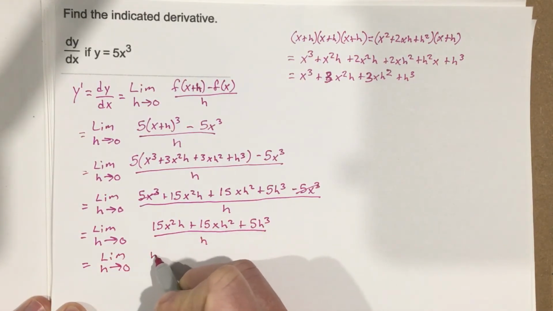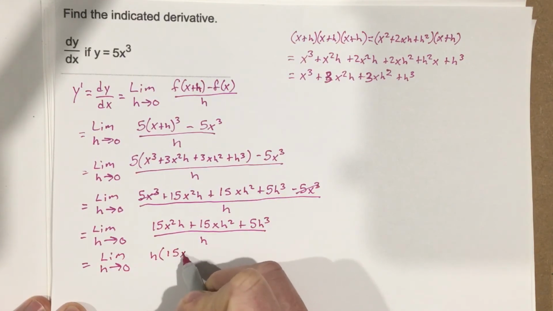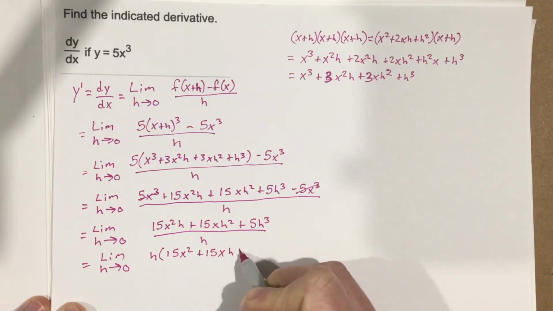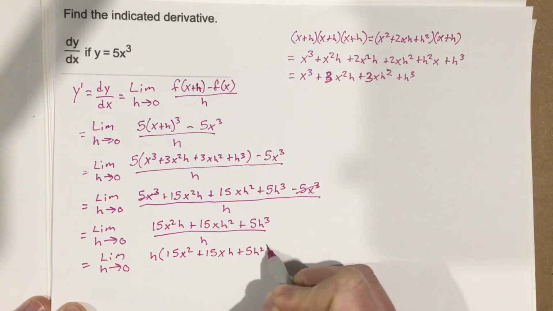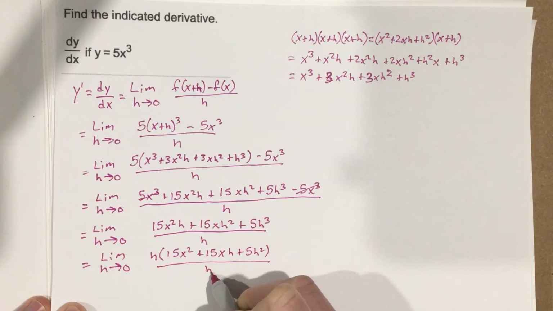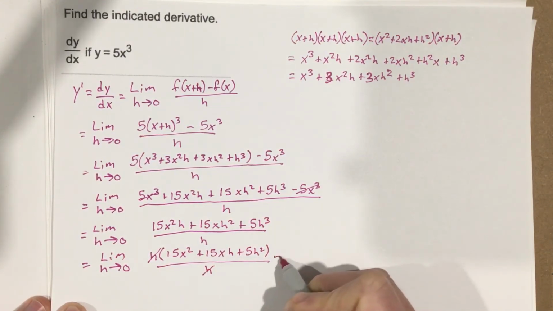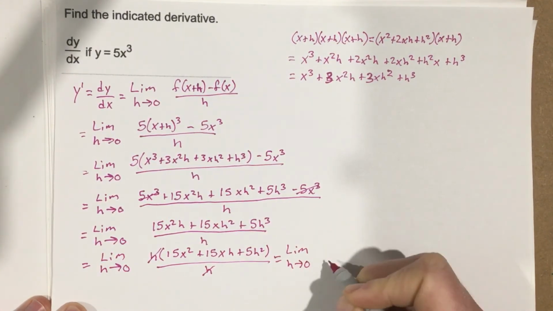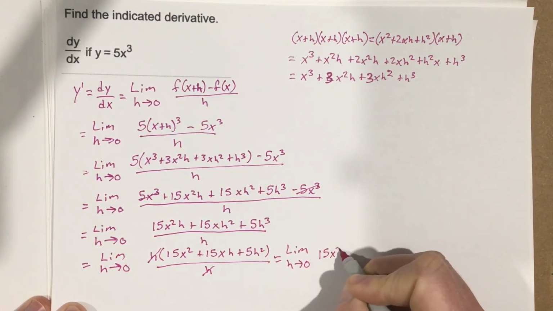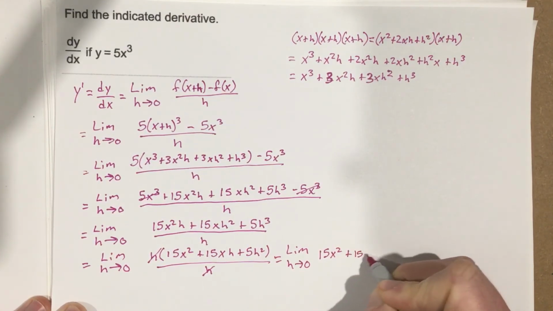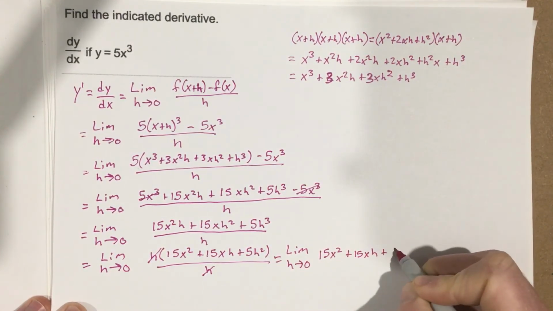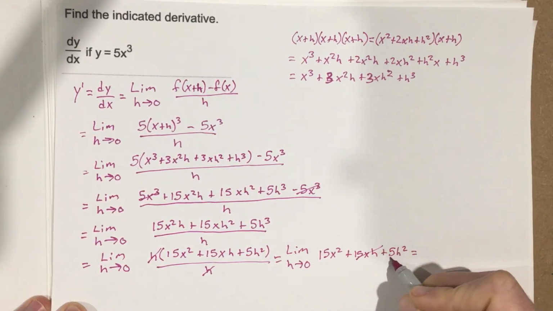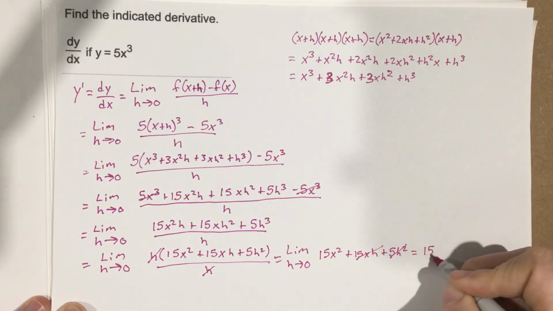That's going to equal the limit as h approaches 0. Factor an h out of the top, we get h times (15x squared plus 15xh plus 5h squared). The h's cancel, and you're left with the limit as h approaches 0 of 15x squared plus 15xh plus 5h squared. And when you plug in 0, this term cancels and this term cancels. You're left with 15x squared.